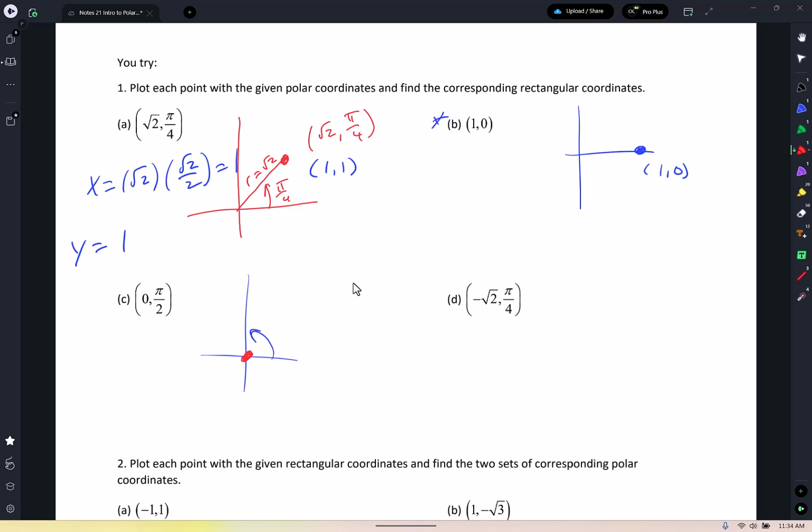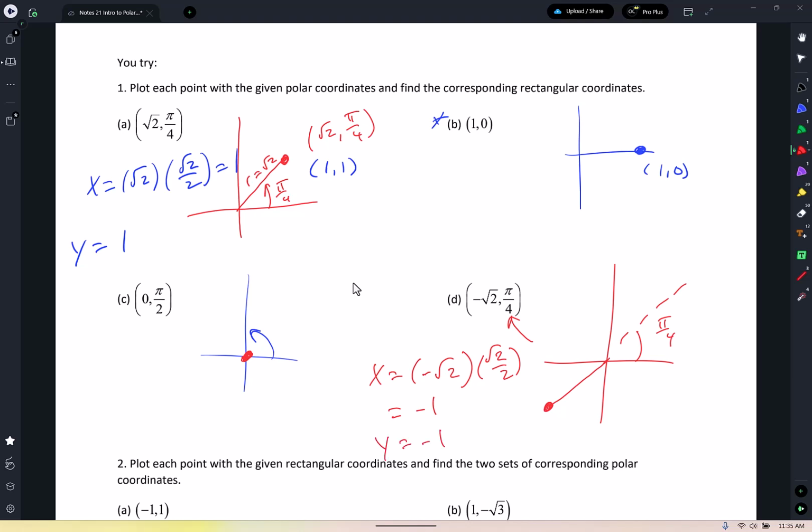Okay. All right. Pi over 4. That's quadrant 1. But the negative square root of 2 is going to put you in quadrant 3. Because you got to go backwards. So here's quadrant 1. Here's pi over 4. So here's my visual. That's the pi over 4. But you're going to go backwards. So you're right there. Okay. What coordinate is that? X equals negative square root of 2 times cosine of pi over 4, which is square root of 2 over 2. You're going to get negative 1. And the same thing for y. You're going to get negative 1. So negative 1 comma negative 1.